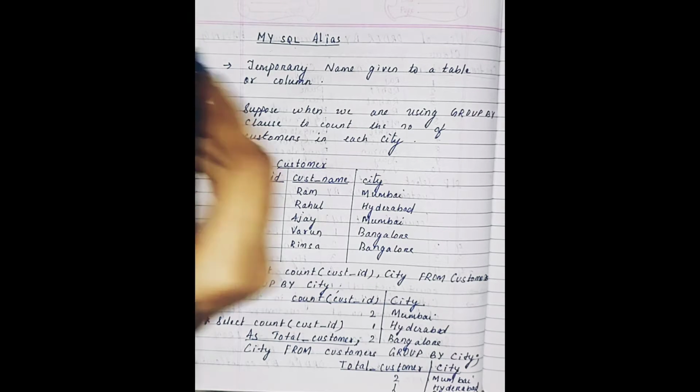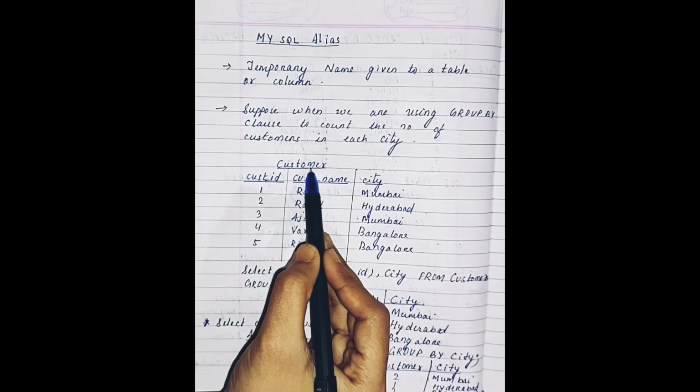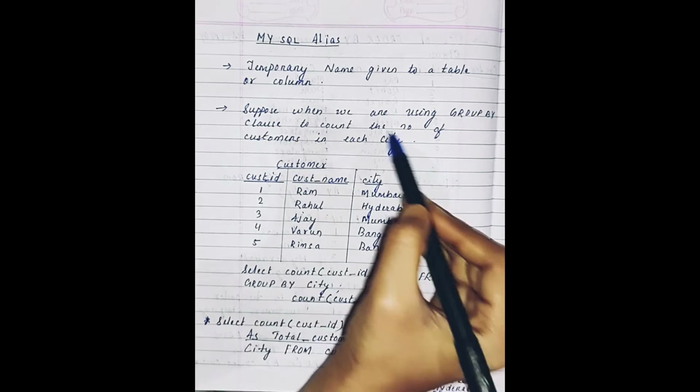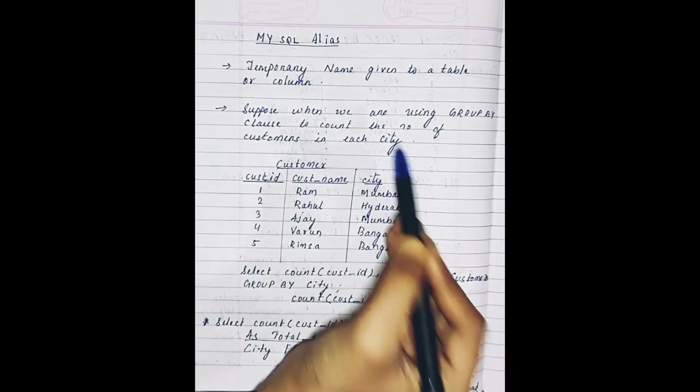Today we are going to discuss MySQL alias. Alias are basically a temporary name given to a table or column. Suppose we are using the same table that we have used before and we are doing the same thing, that is using the GROUP BY clause to count the number of customers in each city.